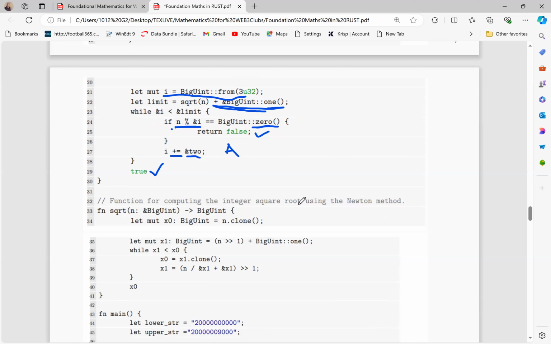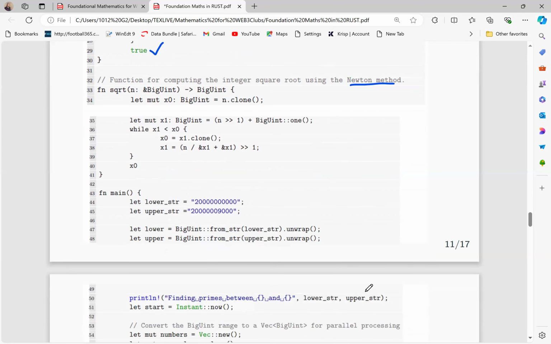Now the function for computing the integer square root. This function runs from the start point to the square root of n plus 1. To do that, we are using Newton's method to perform the square root.